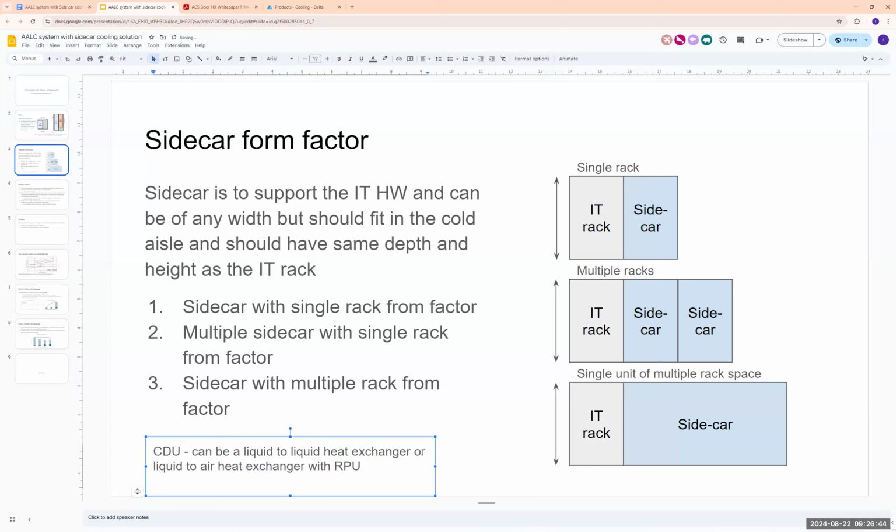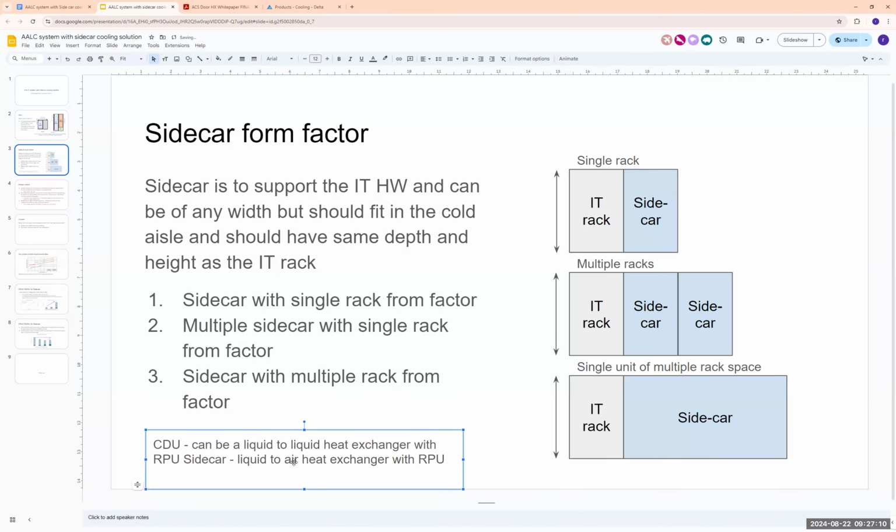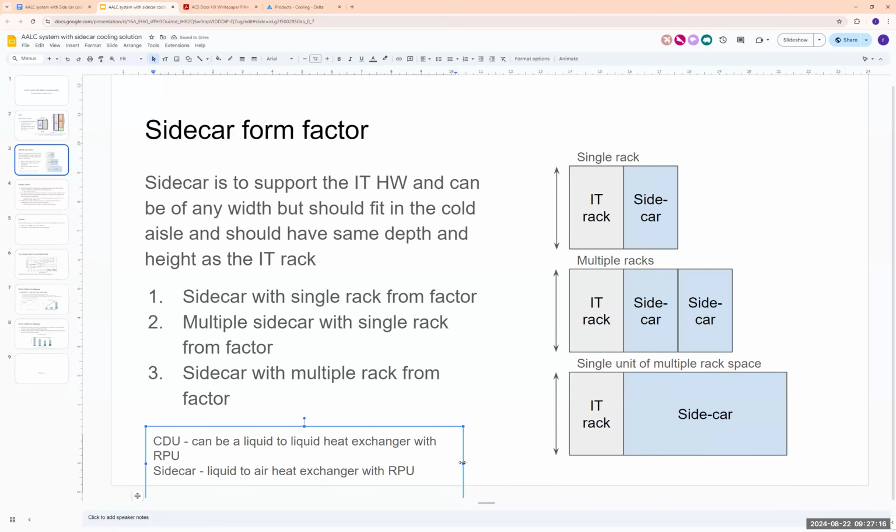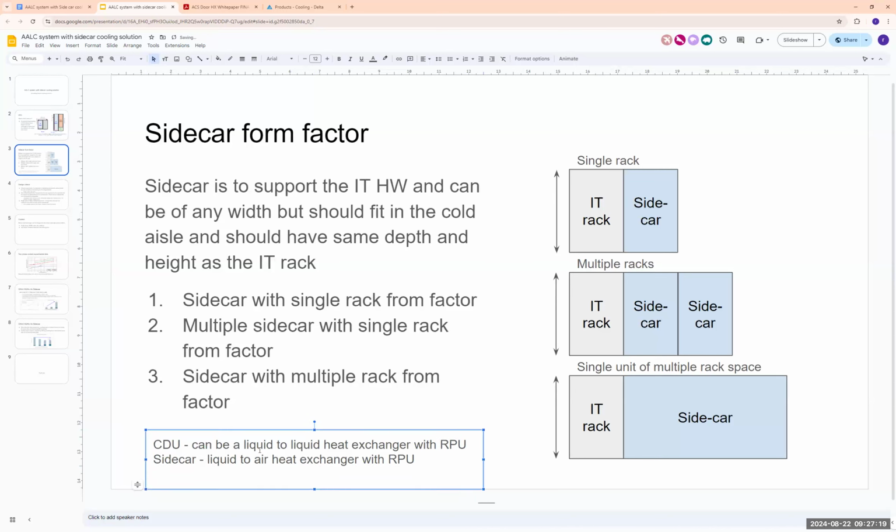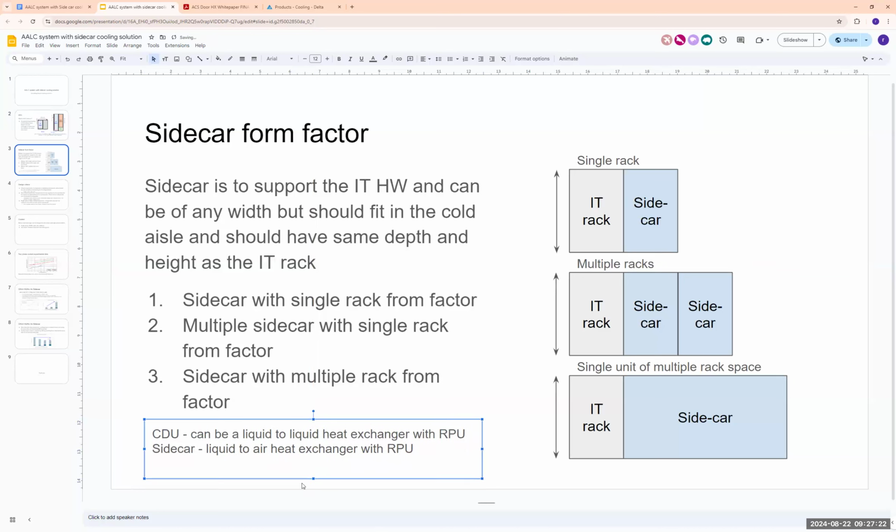Or we can define the terminology saying CDU is a liquid to liquid heat exchanger with an RPU, and then sidecar is a liquid to air heat exchanger. I think that would be better. Okay, I think these are the definitions that we'll be sticking by for our communications.